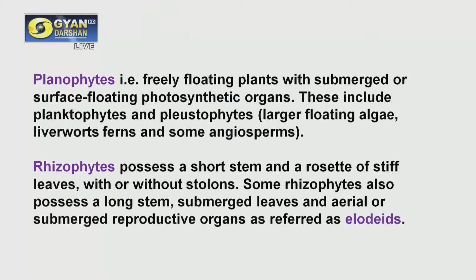Planophytes, that is freely floating plants with submerged or surface floating photosynthetic organs, like phytoplanktons or planktophytes or pleustophytes. Now rhizophytes, rhizo means something related to root. So they possess a short stem and a rosette of stiff leaves with or without stolons. Some rhizophytes possess a long stem, submerged leaves, and aerial or submerged reproductive organs, which are referred to as elodioids. So these are the characteristic features of the rhizophytes.